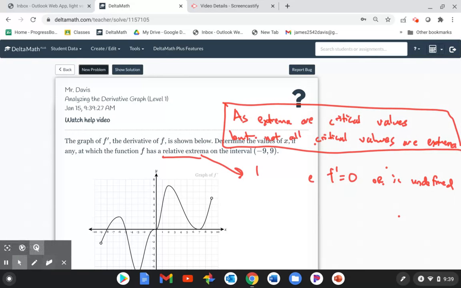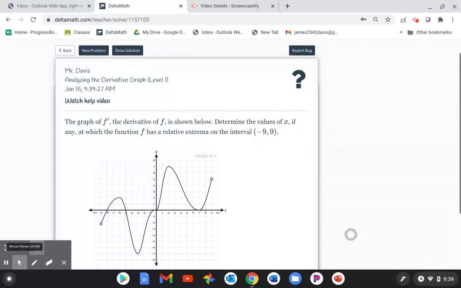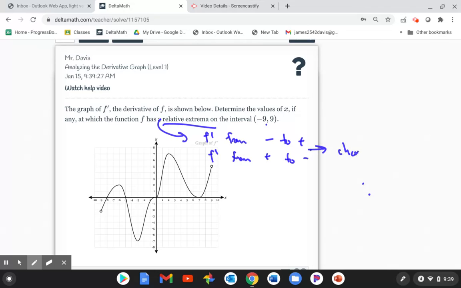Let's just do one more for good measure. You guys can do this on your own. Find all the places where there's relative extrema. So relative extrema, that's mins or maxes. So we're looking for where f prime goes from negative to positive, or f prime from positive to negative. In other words, where does f prime change signs? Or in other words, where does it cross 0? Not where does it hit 0, but where does it cross 0?